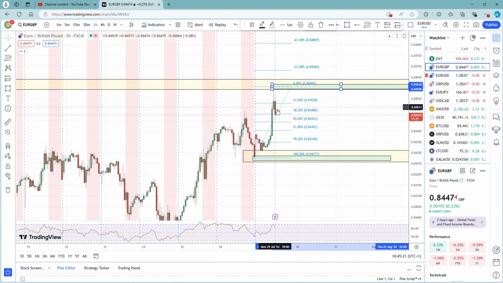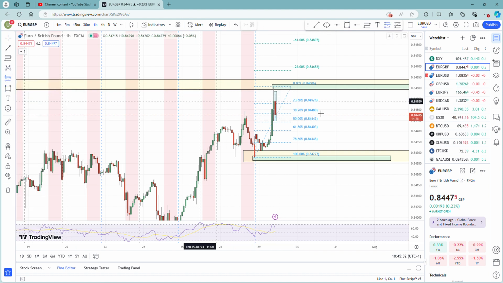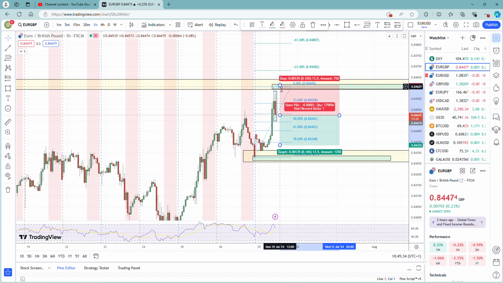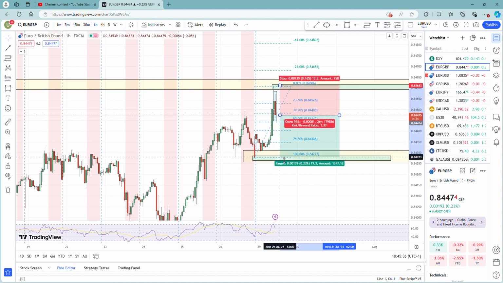It's engulfed the previous bullish candlestick. So if you enter on this candlestick here, you can highlight it as so. Get the short position tool out. So this would be your risk to reward ratio.